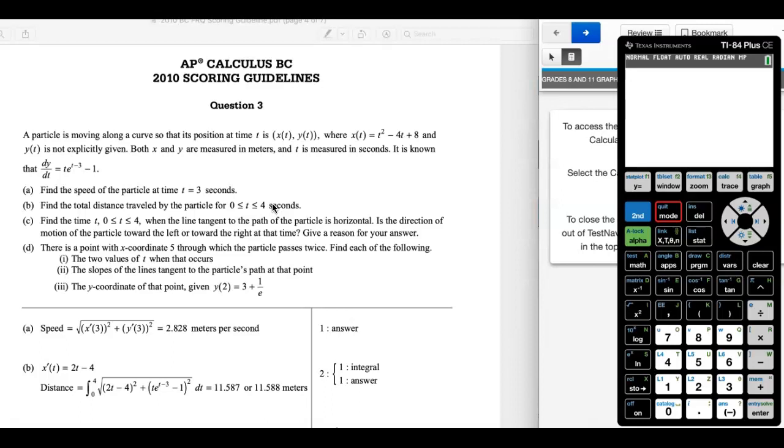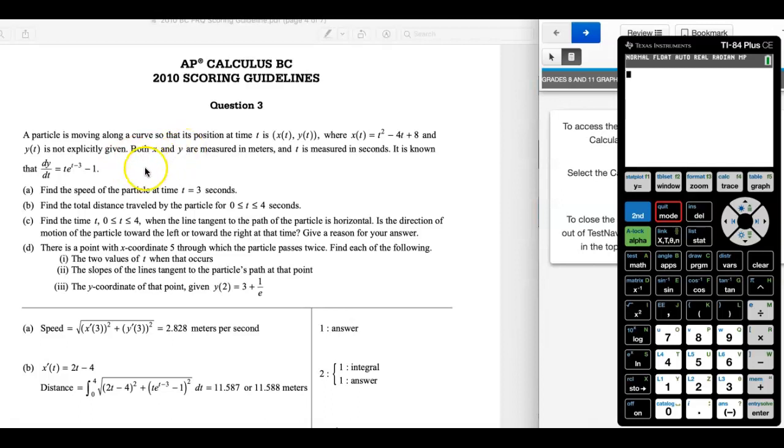So we have a particle that's moving along a curve so that its position is given by x of t, y of t. We're given the x of t equation explicitly, t squared minus 4t plus 8, but the y of t equation is not given to us. Both x and y are measured in meters and t is measured in seconds, and we do know that dy/dt is equal to t times e to the power of t minus 3, and then subtracted by 1. So we know y prime, but we do not know y of t.